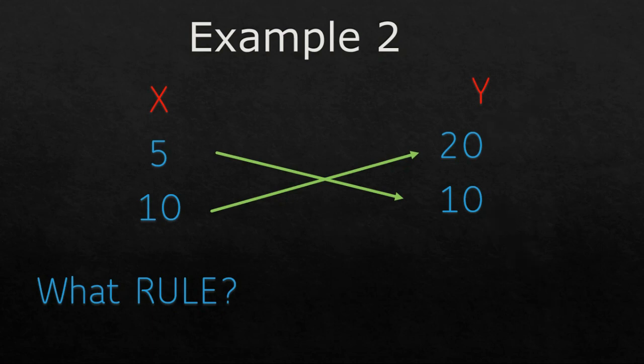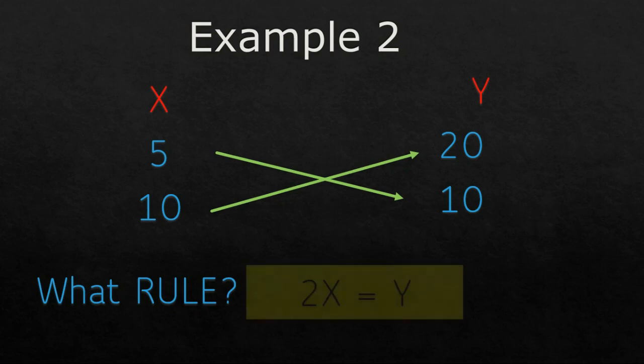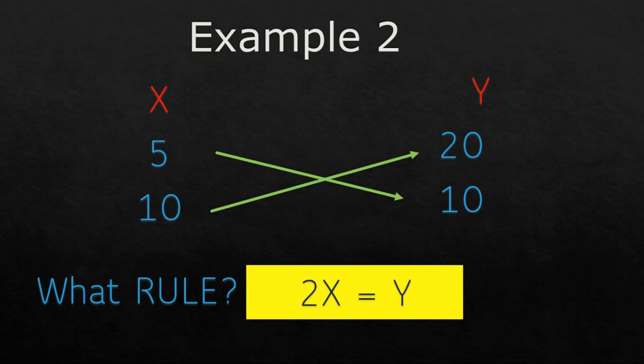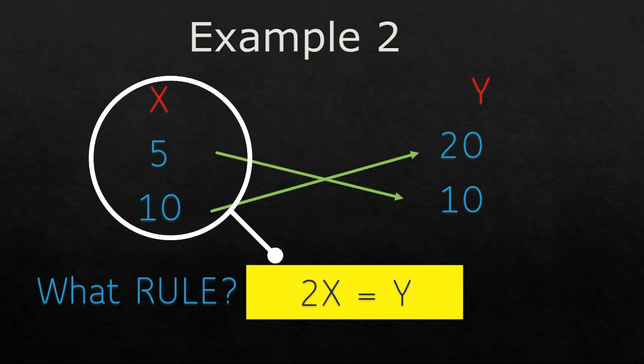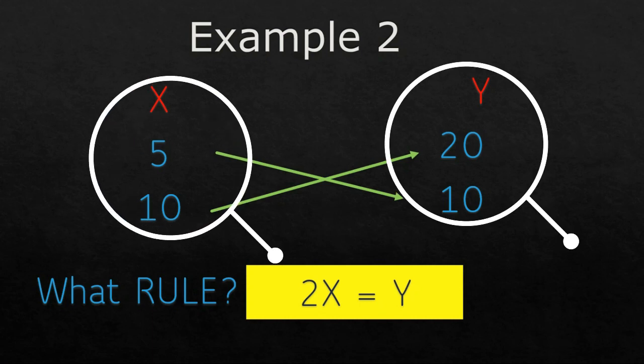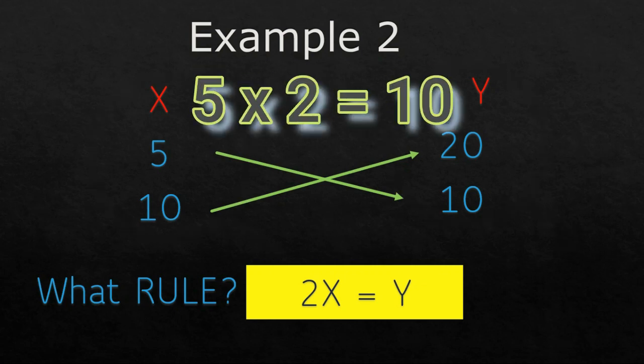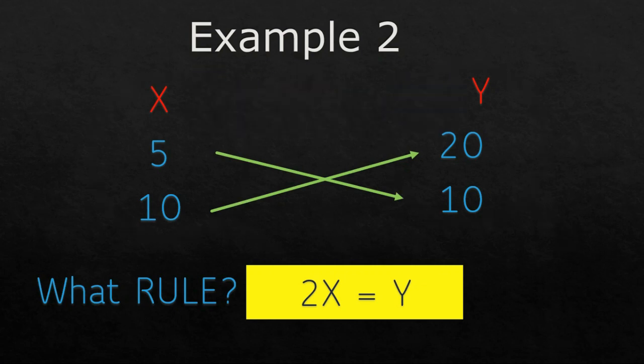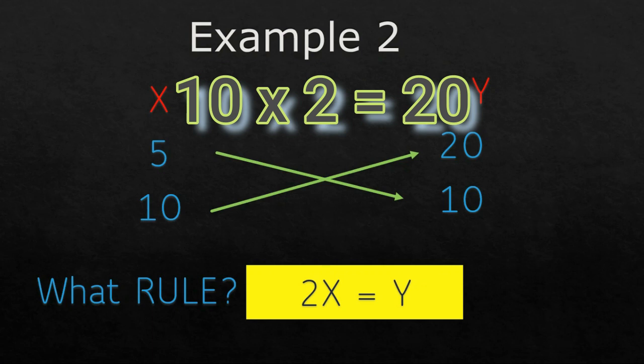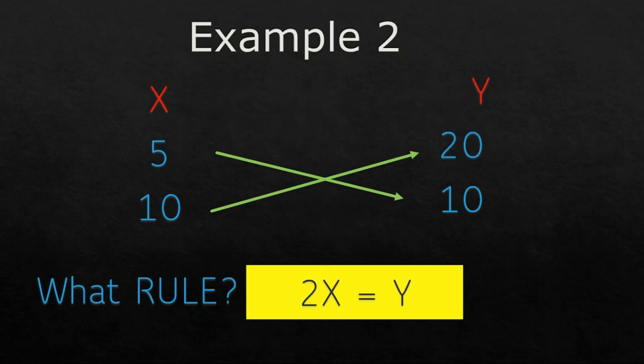You can pause the video while you are thinking. And yes, kailangan mo lang i-times sa 2 ang set of x para maging result yung nasa set of y. Kasi 5 times 2 is 10 and 10 times 2 is 20. So in math, the rule is written in the form of equation. Thus, the rule for this relation is 2x equals y.